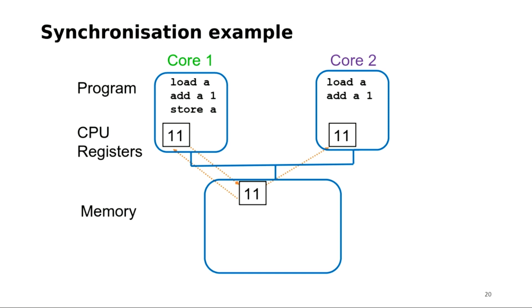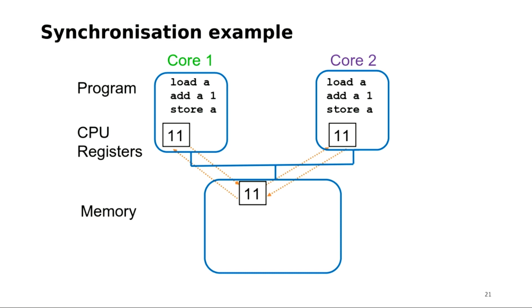And you can probably see what's going to go wrong here now. If the last thing that happens is that core 2 stores the value back into memory, then we have a problem. We started off with the value 10, had two threads, both tried to add one to it, and we ended up with 11 instead of 12.